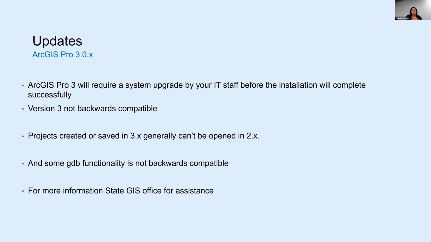So just to summarize, it will require a system upgrade that the IT staff need to do before you can install ArcGIS Pro. One caveat: if you are working with different staff in your office and they are on different versions, if you are working on 3 and you put a project together and you want to share it with those other staff, they also have to be on version 3. It's not backward compatible. However, if the staff is on 2, you can open their projects in 3. The same applies to geodatabase compatibility. It's the same as with the projects.